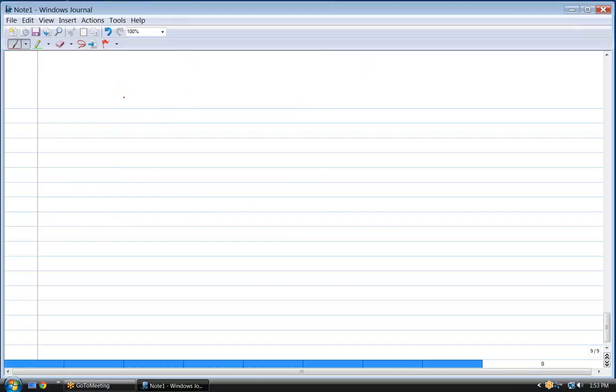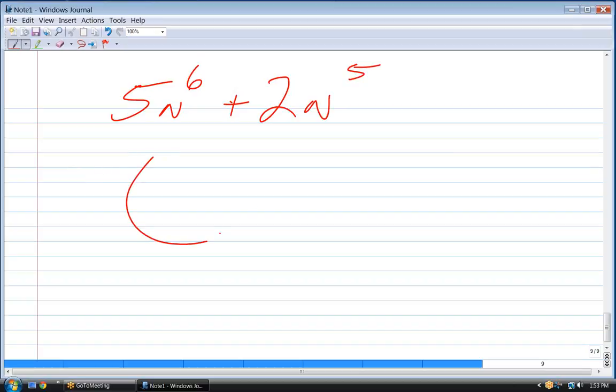Okay. 5n to the power of 6 plus 2n to the power of 5. What's the greatest number that can be factored out? 1. Yeah. No, you're right. There isn't a number greater than 1. So I could write it, but I don't need to. What's the greatest variable that can be factored out? N to the 5th power.